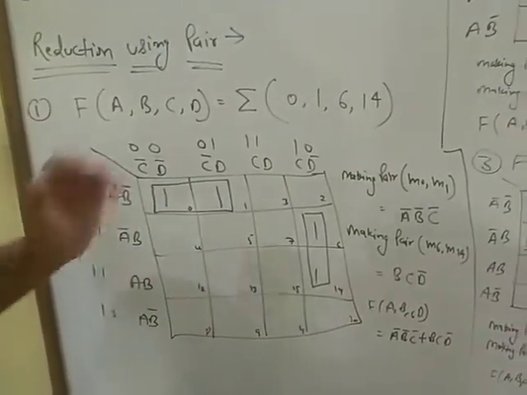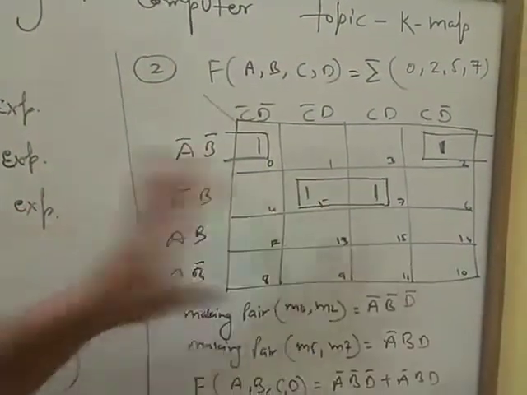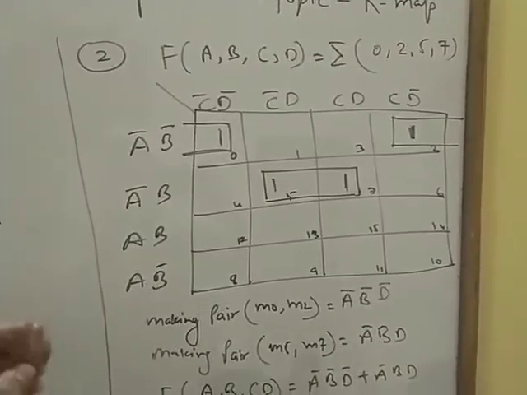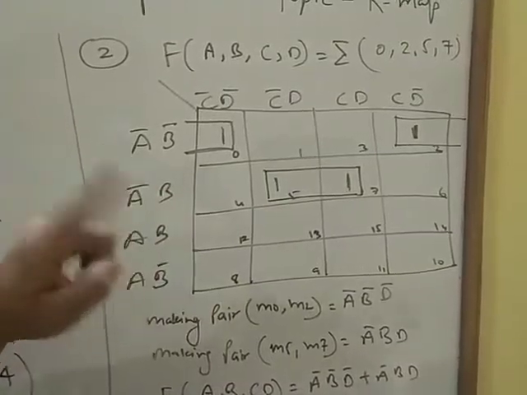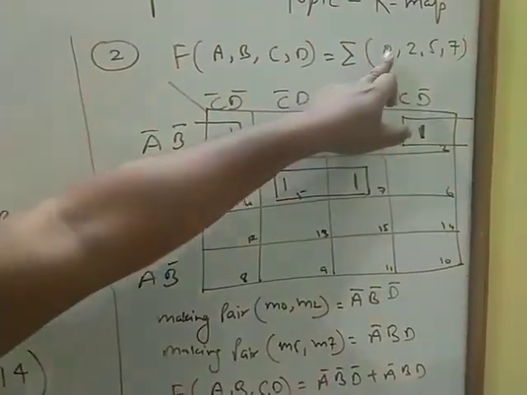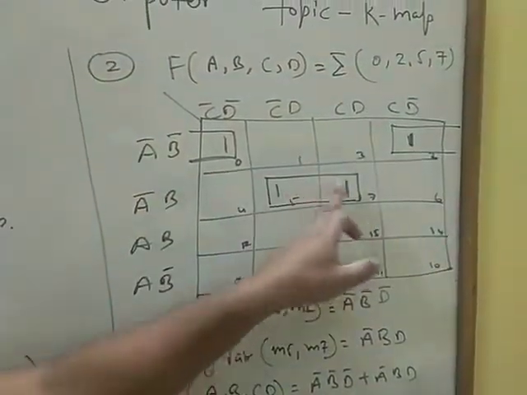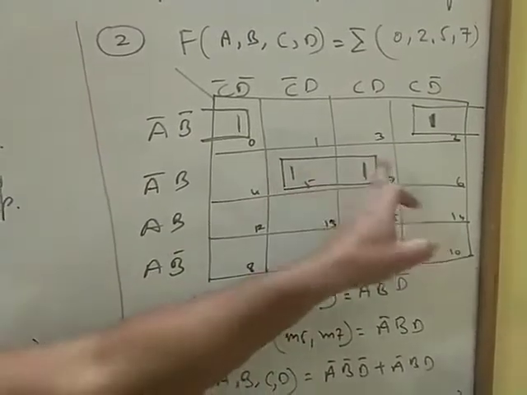We will take another example. Suppose that I have a function f(A,B,C,D) equal to sigma 0, 2, 5, 7. Now we will design the K-map and put the 1s, because in SOP we put 1 on the cells. So we will put 1 on those cells which are given to us. We are given 0 and 2, so put 1, 1 here. 5 and 7, put 1 and 1 there. 5 and 7 are very simple. We will make a combination. We will make a pair here.